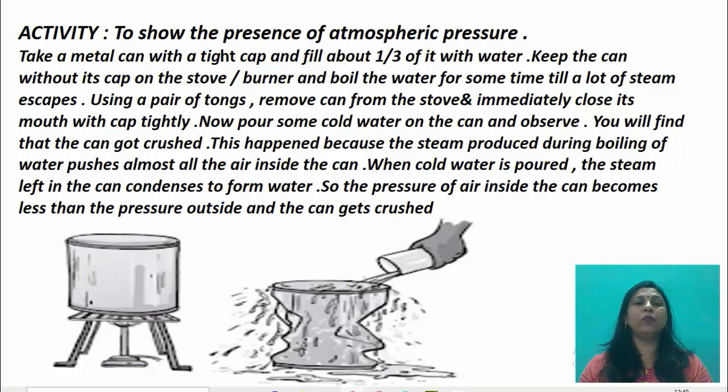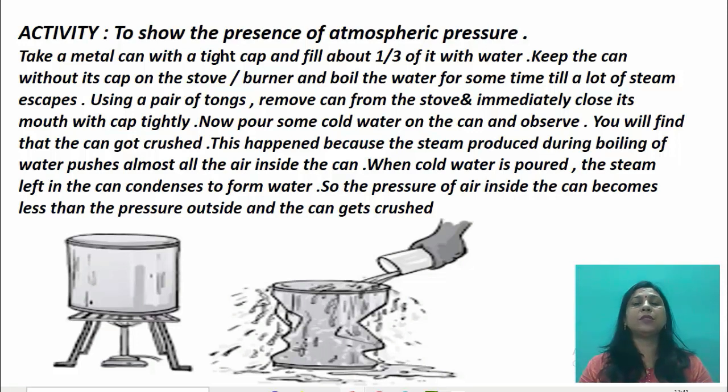Now what we have to do, using a pair of tongs, चिमटे की हेल्प से we'll remove the can from the stove and immediately we'll close its mouth with the cap tightly. उसको हटाया हमने चिमटे की हेल्प से और उसके कैप लगा दी tightly. Now we have to pour some cold water on the can and observe. अब हमने उस can पर बहुत ठंडा पानी डाला और उसको observe किया. क्या हुआ? We will find that the can got crushed. जैसे ही हमने ठंडा पानी डाला, वो can crush हो गई.